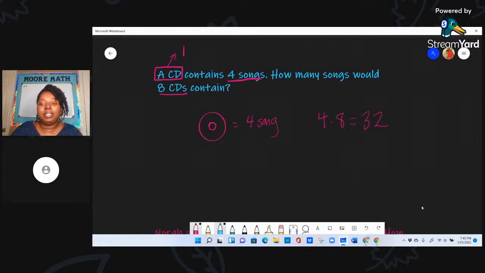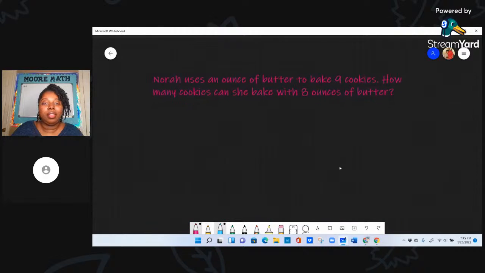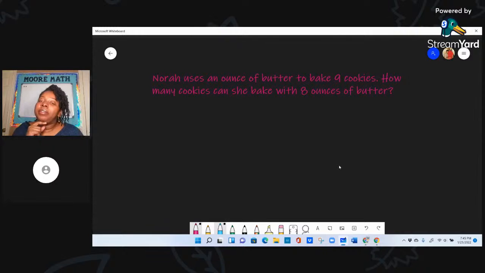Okay, let's do this next one. Nora uses an ounce of butter to bake 9 cookies. How many cookies can she bake with 8 ounces of butter? So tell me what to do. 8 times 9. Okay, 8 times 9. How did you know that? Because it's asking how much butter. She uses 9 butters. How many cookies can she bake with 8 ounces of butter?